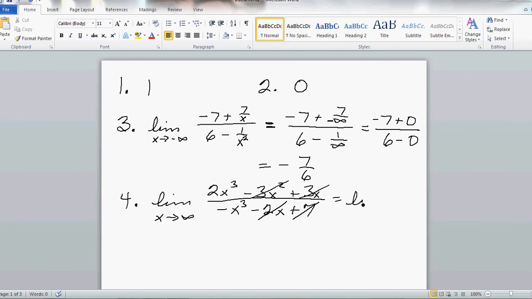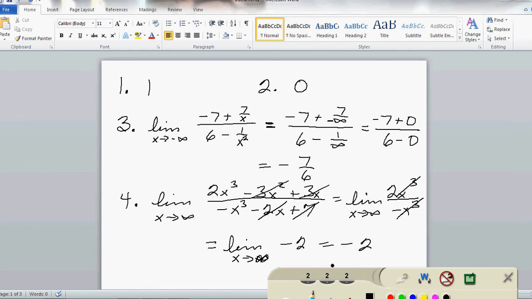So this becomes the limit as x approaches infinity of the important parts, 2x cubed over negative x cubed. And notice what happens there. We can cross those out, which leaves the limit as x approaches infinity of negative 2. But what is the limit as x approaches anything of a constant? It's that constant. And so the limit here would be negative 2.